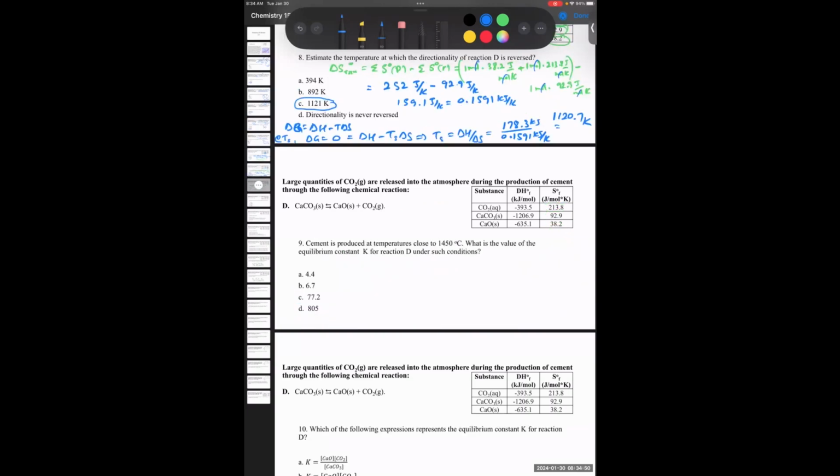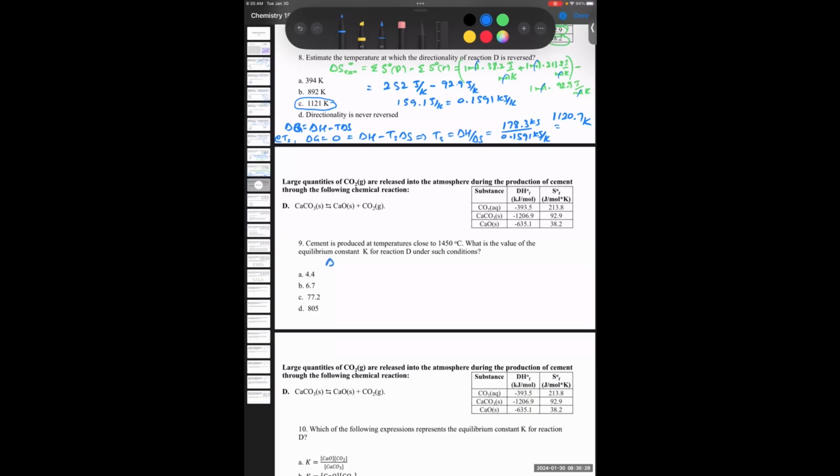Similarly produces at temperatures close to blah, blah, blah, Celsius. What is the value of the equilibrium constant K for reaction D under such conditions? Goodness gracious. Okay. Now, I'm just checking if there are any shortcuts here, but it's okay. So the idea is we need to get the delta G first. This is brutal. Delta G at this temperature.